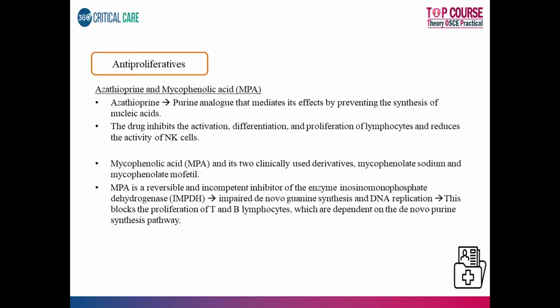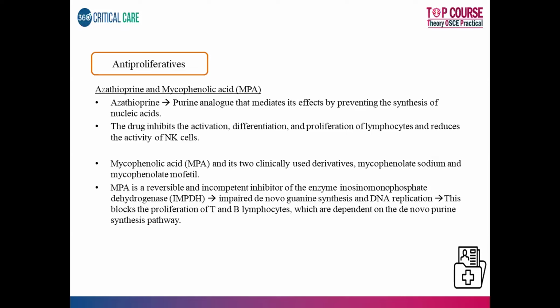Now coming to the anti-proliferatives like azathioprine and mycophenolic acid. Azathioprine, as we all know, is a purine analog which mediates its effects by preventing the synthesis of nucleic acid. Basically it inhibits activation, differentiation, and proliferation of lymphocytes, and it reduces the activity of NK cells. This is how it acts as an anti-proliferative.